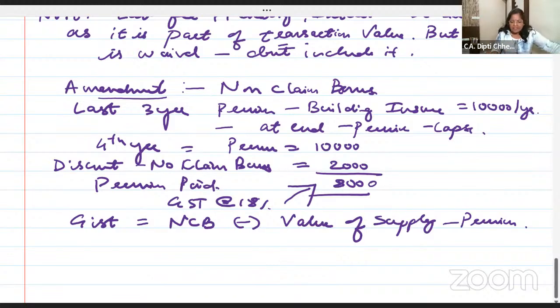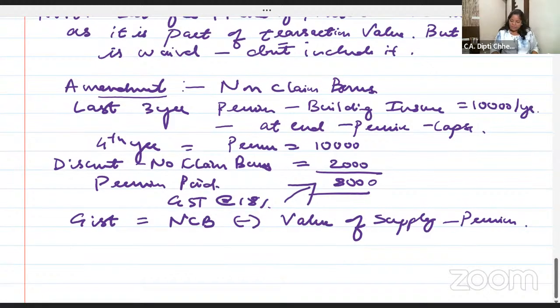I want some message from you. Is my example clear or not? If you have some ifs and buts, put it in the chat box. Just one more amendment and we are done. Last 3 years, I've been paying you 10,000, insurance company. Great, you have earned. I have not claimed anything. So no claim bonus. Reduce.